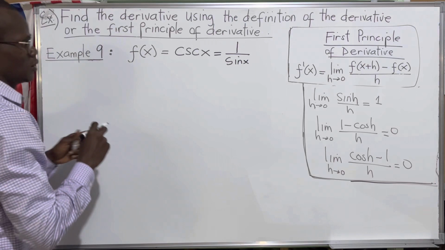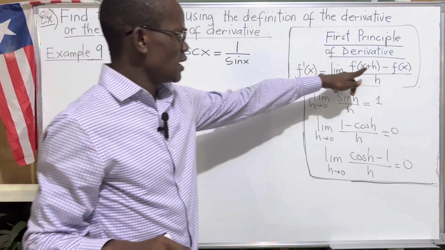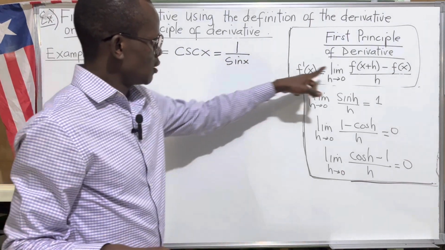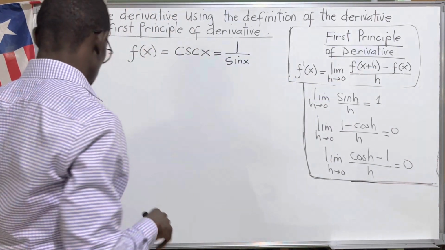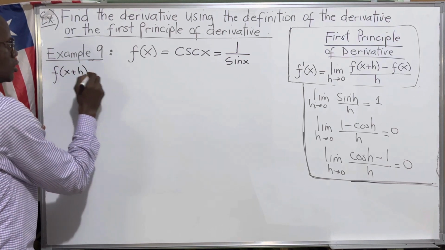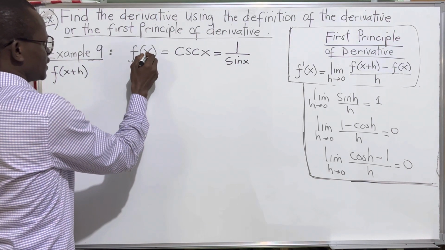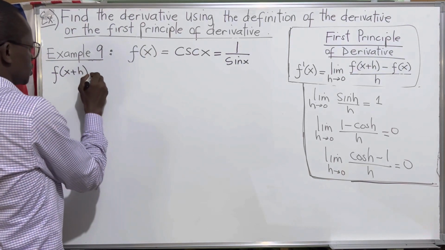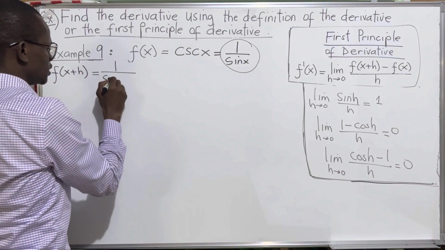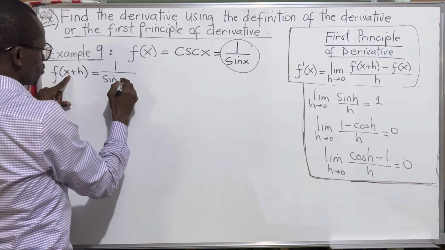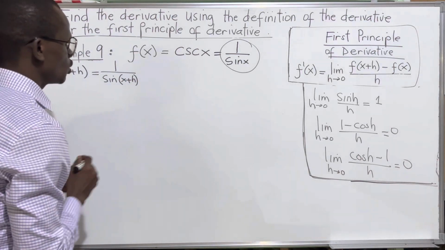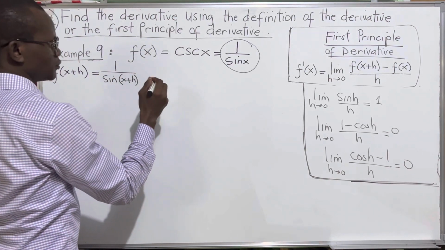So now, wheresoever we see f of x, we're going to write 1 over sine of x. But we don't have f of x plus h. So we're replacing this x now with x plus h. So remember, the original function is 1 over sine of x. So anywhere we see x, we put x plus h. So we put it in the problem now.